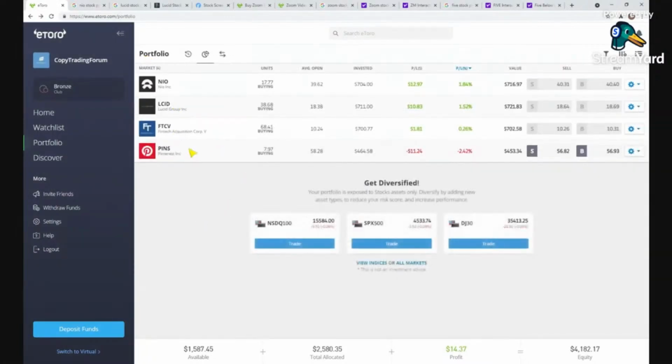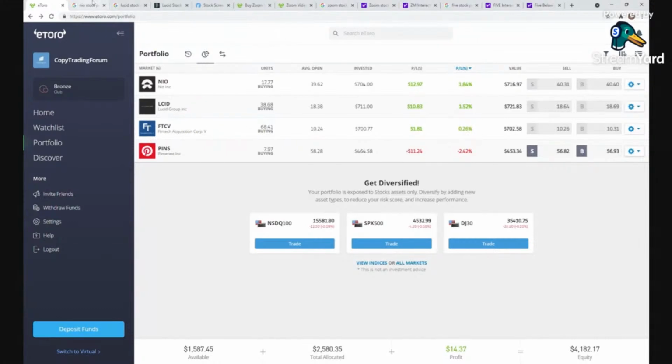Now, the second one here is FTCV. So this is the same. This is a stock, this is eToro's SPAC. So I have invested in that. It's way down at the bottom there at 10.4. So I'm going to wait for that. It's only up 0.26, so I'm not going to set a stop loss on that yet.